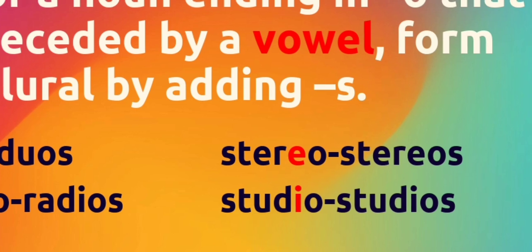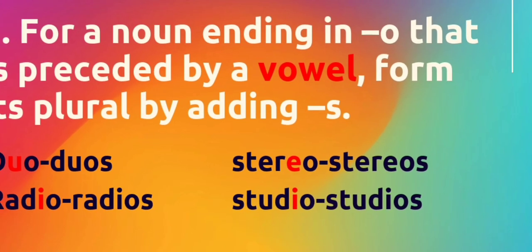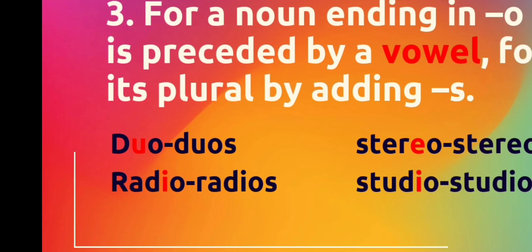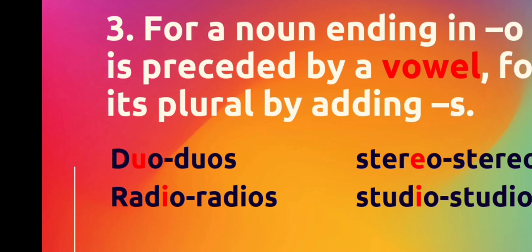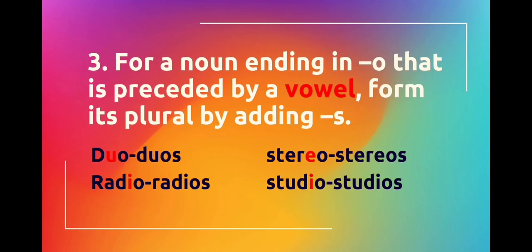Everything is a vowel. So stereo. The letter preceding O is E, which is a vowel. Studio, I. Radio, I. Duo, U. So we form their plural by simply adding S. Duo, duos, radio, radios, stereo, stereos, studio, studios.